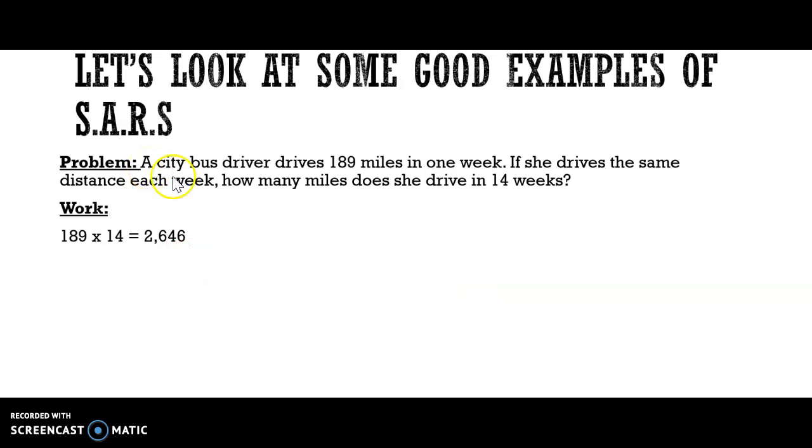So here's a problem. A city bus driver drives 189 miles in 1 week. She drives the same distance each week. How many miles does she drive in 14 weeks? So we want to know the total of how many miles she drives in all 14 weeks. The math on this problem is fairly simple. We're going to multiply 189 times 14 and get a total of 2,646 miles.